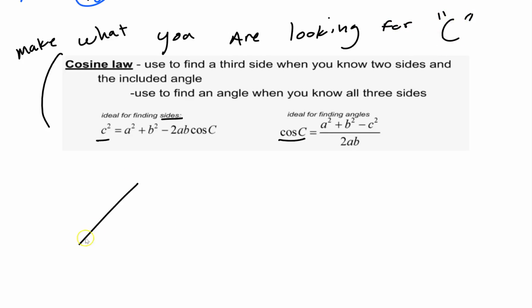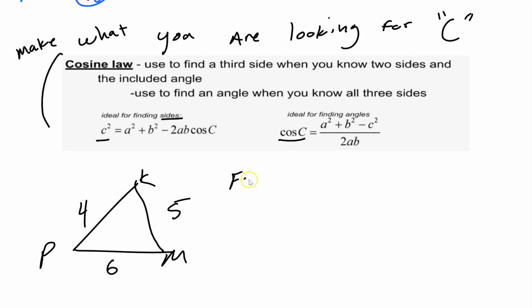So let me give you an example. I might do PKM. They like doing variables like that, and they'll say this is 4, this is 5, and this is 6. The question would be find the smallest angle. So first thing I do, I'm going to relabel this with the smallest angle as C. Because again, make what you're looking for C. So the smallest angle here, guys, if you're not sure, it's always across from the smallest side. Like they match. The largest angle would be K, because it's opposite the largest side. The smallest angle would be H, because it's opposite the smallest side.